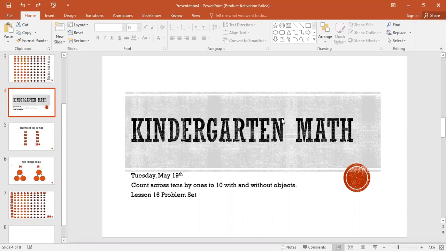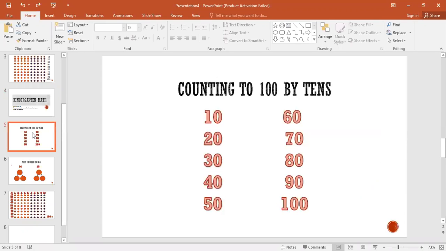Today we will be counting across tens again to 100, but this time by ones. By ones to 10. I will explain more of what that means when we begin. Before we begin that, we're going to do a counting to 100 by tens practice of our lesson we did yesterday. So yesterday we counted to 100 by tens. So go ahead with me.